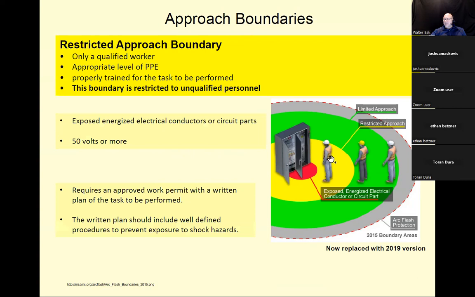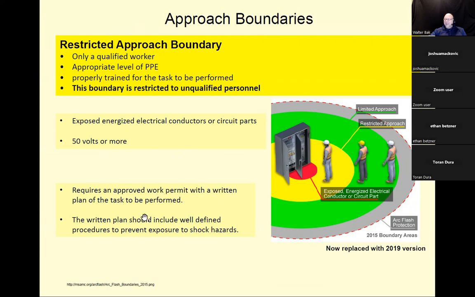Then we're talking about the yellow, restricted approach. Only a qualified worker can enter, with appropriate level of PPE, properly trained for the task to be performed. This boundary is restricted to unqualified personnel. Exposed electrical energy conductor, 50 volts or more. Not that much, eh? All right. It requires an approved work permit.